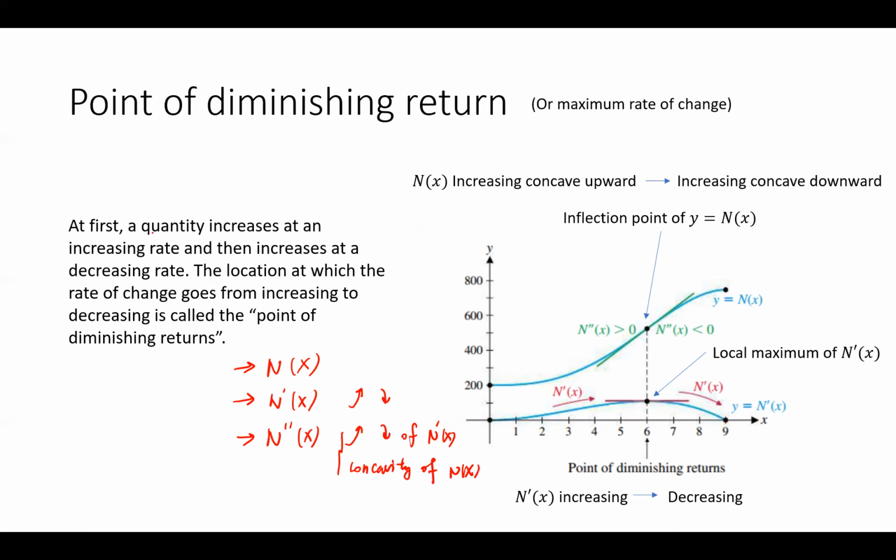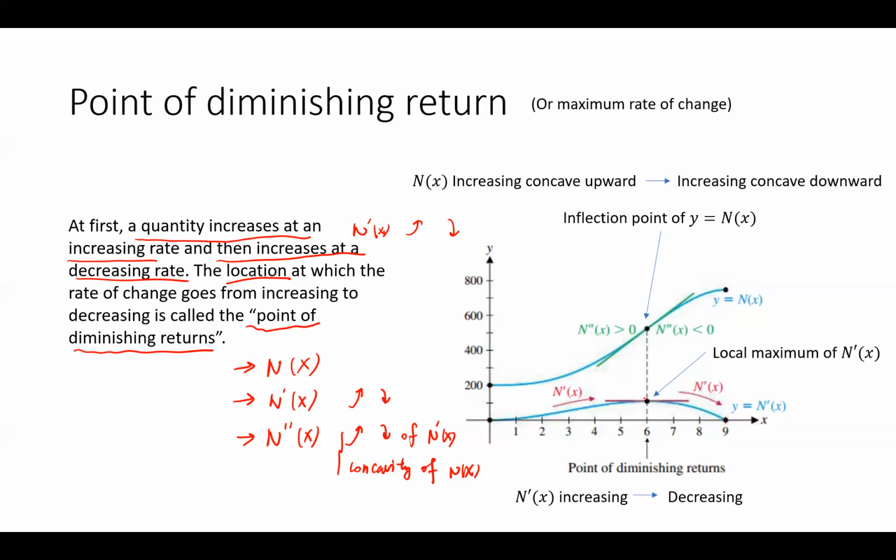So now, for example, a quantity increases at an increasing rate, and then increases at a decreasing rate. So in terms of rate of change, first it increases, and then it decreases. What does that mean? That means that first the rate of change, the n prime x, is increasing, then it's decreasing. So when this happens, the location at which the rate of change goes from increasing to decreasing is called the point of diminishing returns.